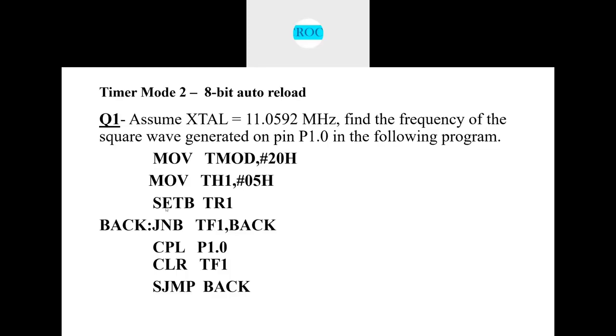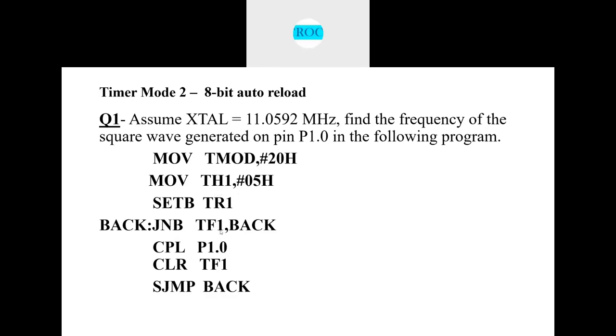Now, since the JNB instruction takes 2 machine cycles, it will increase by 2 counts, right? Now JNB TF1, back. It will keep on monitoring the overflow flag till it is set. When the TL register has reached 256 counts, the overflow flag is set, and then the TL register will be loaded with the initial count value which is loaded into TH1.